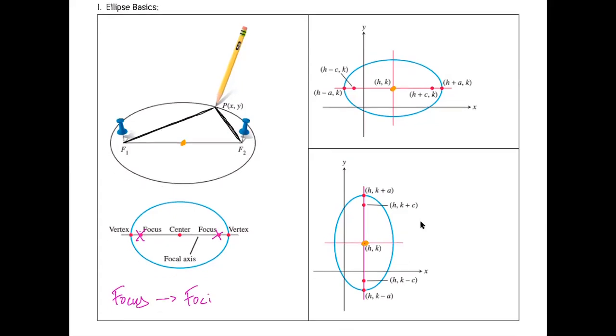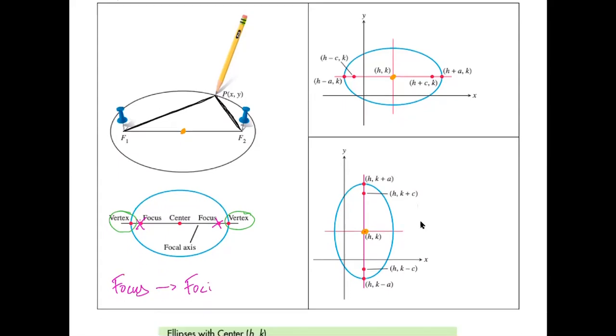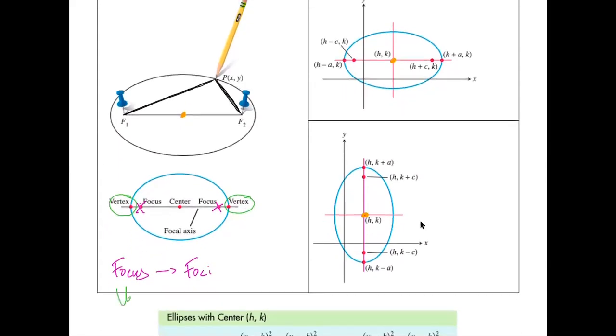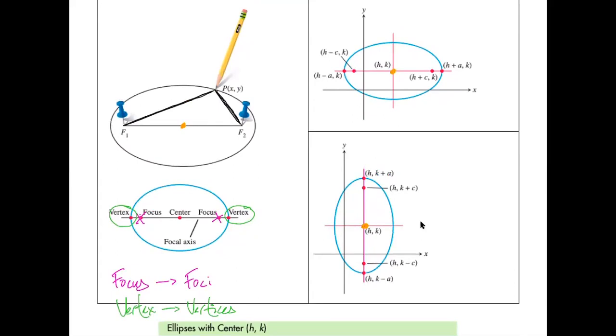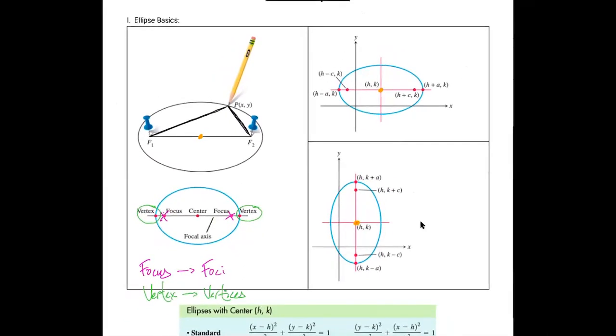And in this case, we have 2 of them, but we also have 2 vertices, or more than one vertex means we call that vertices. So vertex, the plural is vertices, okay?